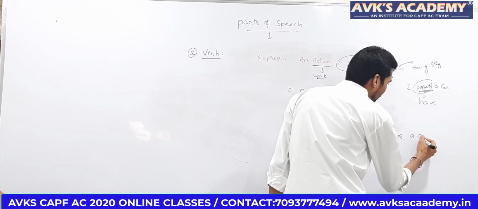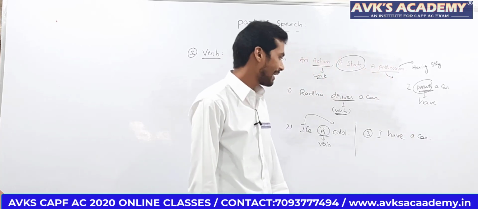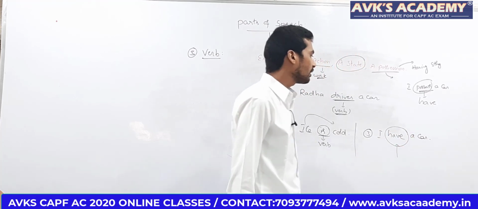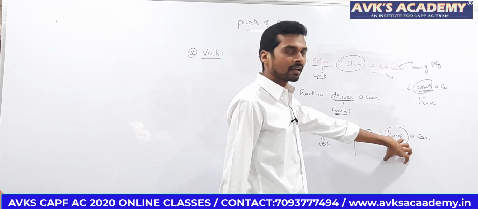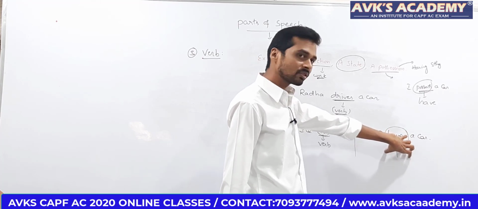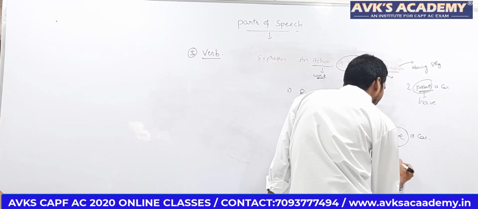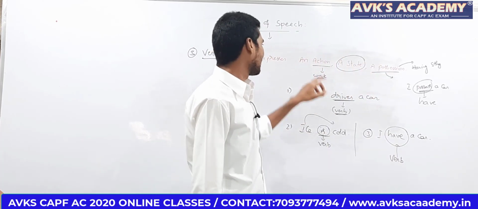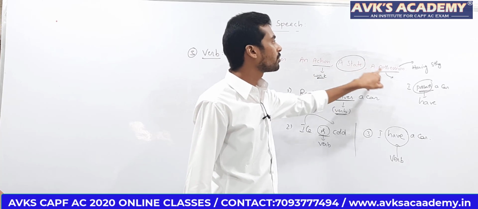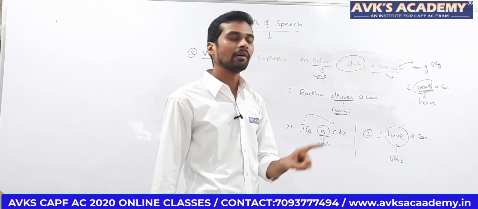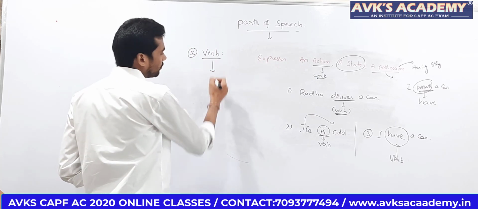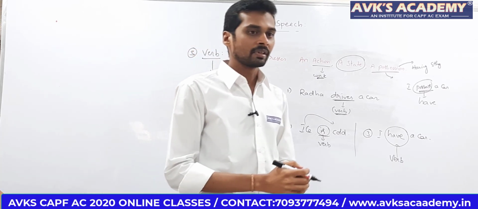Let me give you an example for this. I have a car. In this example, have represents what? Have is denoting possession. That's why have is also acting as a verb. If a word is acting as an action or a state or a position, then that word is called a verb.